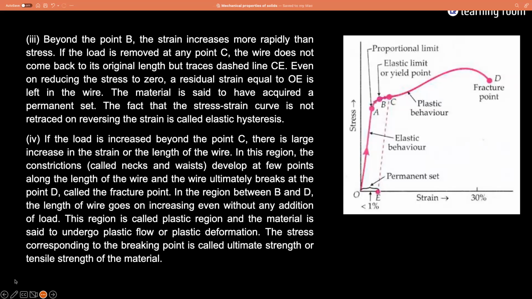So hysteresis is a concept that comes into the picture when there is some residue left after the loads are removed. Whenever you remove a load, what do you expect? You expect the original shape. But unfortunately, the original shape is lost. There is a permanent set. And that distance we call residual.